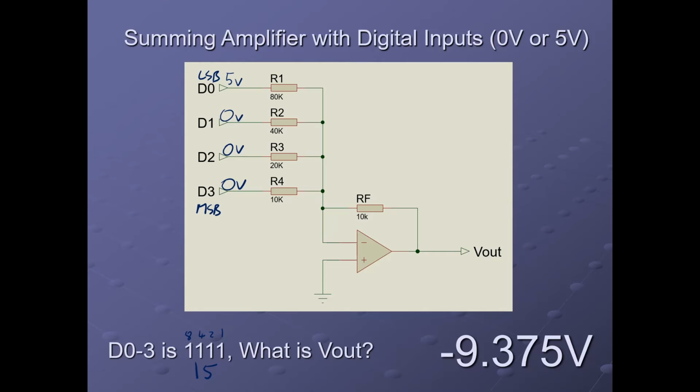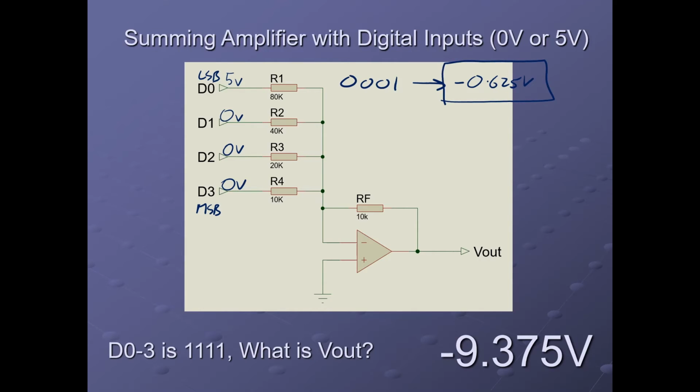Okay, so just going back to this for a second. 0001 gives me an output of minus 5 times 10 divided by 80, which is minus 0.625 volts, and this number is quite important.